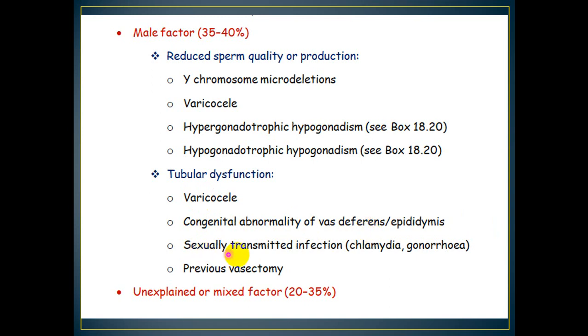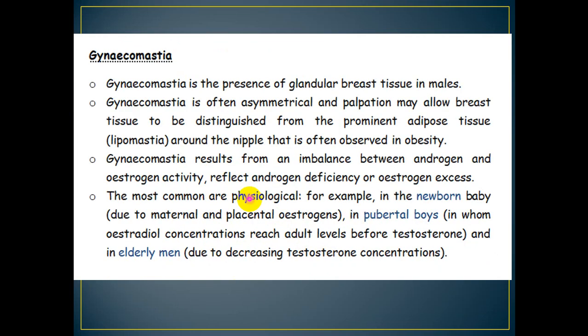A lot of sexually transmitted diseases could result in stricture formation, and previous vasectomy is one way of sterilization. In a few patients, about 20 to 35%, the cause could be unexplained or could be a mix of many factors in both male and female.